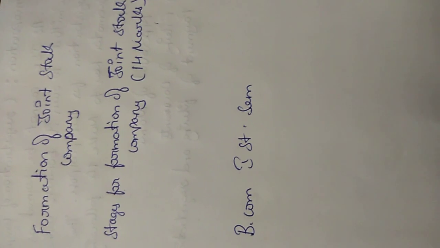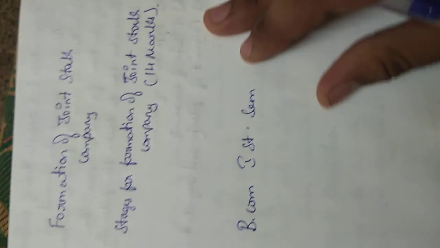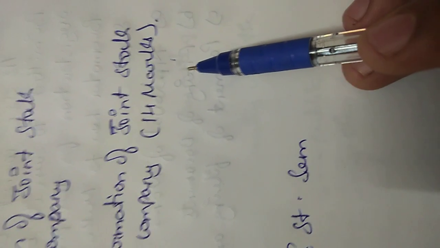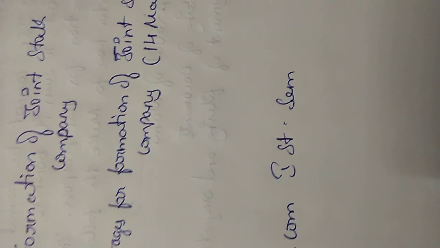Today we'll learn the second part of formation of Joint Stock Company. Stages for formation of Joint Stock Company, that is very important for 14 marks. In last class we studied promotion. First stage is promotion. In promotion we learned promoter.